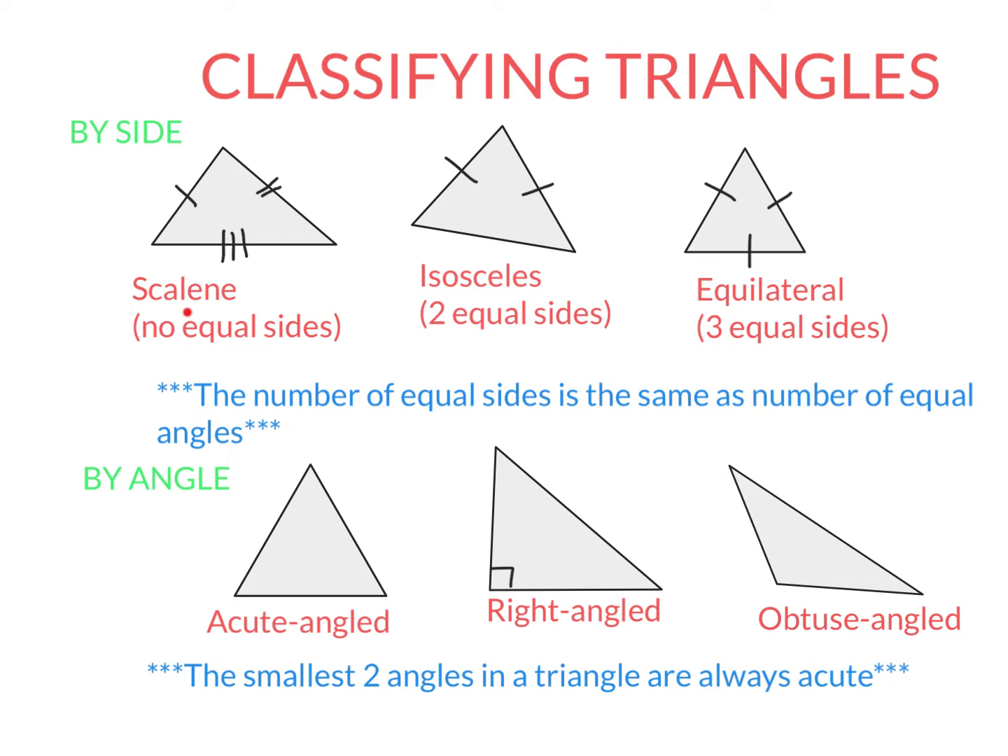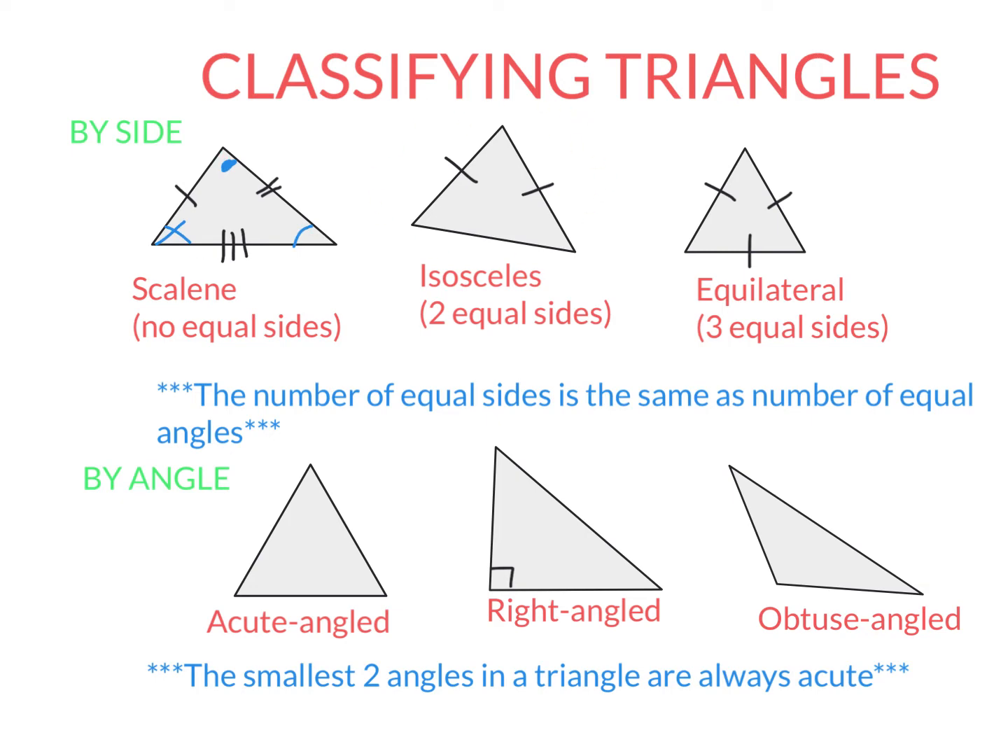Well, this scalene triangle has no equal sides. It turns out that if a triangle has no equal sides, it also has no equal angles. So I'm going to mark each of these angles with a different symbol to indicate they're not equal. None of these angles will be equal.